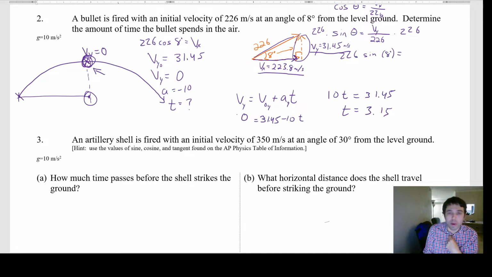That's the halfway point. And if your launch and your landing spot are the same altitude, this trick works, right? Find how long it takes to get to the halfway point and then just double it. So 3.15, double that, times 2. Our total time is 6.3 seconds. Okay, and that's your final answer.